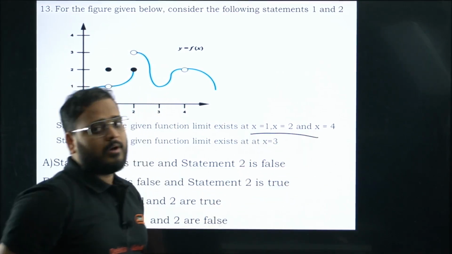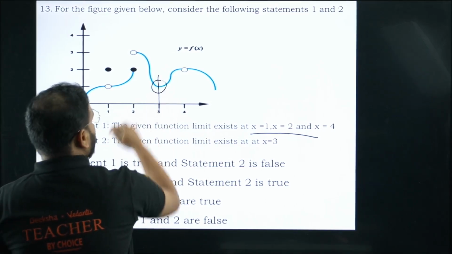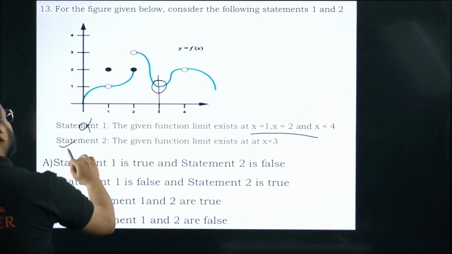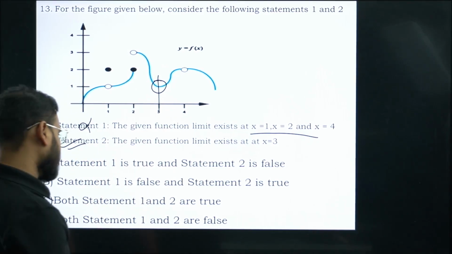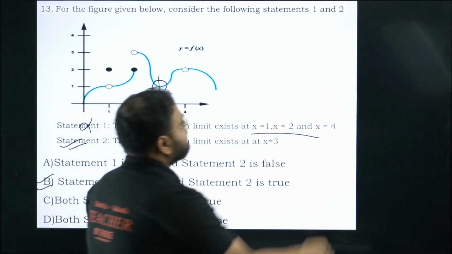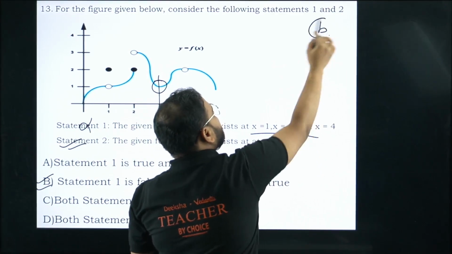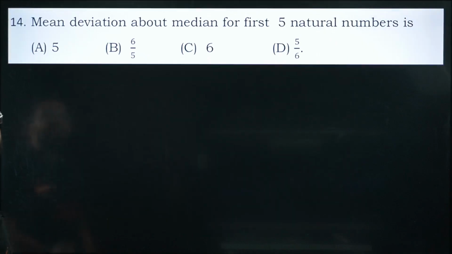They're saying at all the points, so statement 1 is not true. Let's look at statement 2, the given function's limit exists at 3. At 3 it exists, right? So statement 2 is correct. 1 is false, 2 is true, option number B is correct. Please check. Simple question, very simple. Have a look. Let's move on to question number 14.